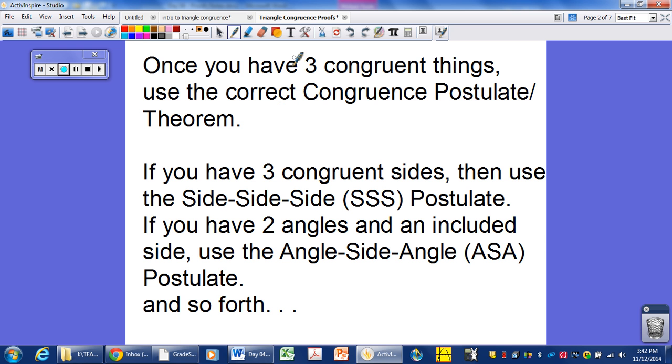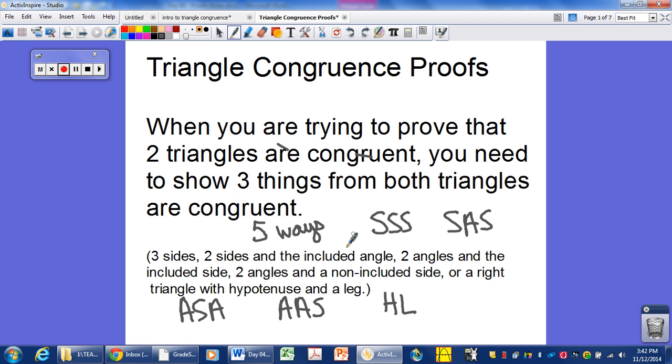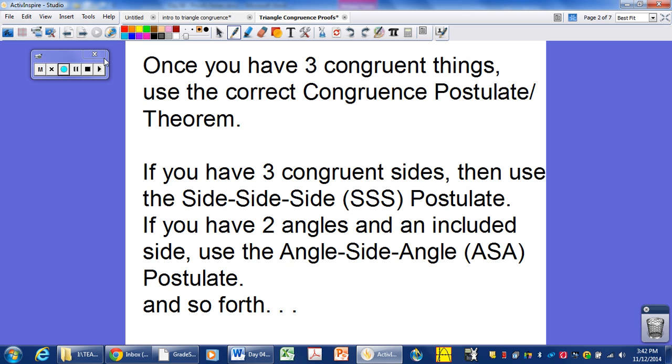So once you have the 3 things, you use the correct congruence postulate or theorem. Remember, side, side, side is a postulate, angle, angle, side is a theorem. One of those 5 things once you have it. And that's what this says. If you have 3 congruent sides, then you use the side, side, side postulate. If you have 2 angles and a middle side, you use the angle, side, angle, and so forth. So depending on what your congruent picture looks like, you're going to be using different theorems or postulates.